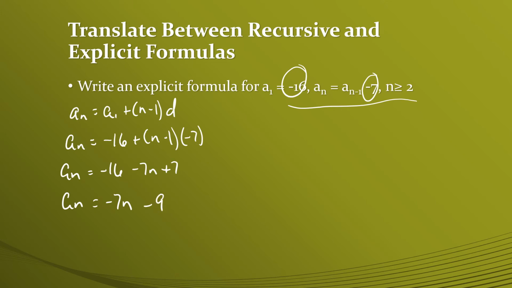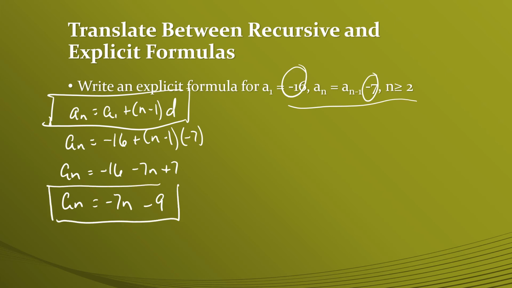So using this as our basis, finding the nth term of an arithmetic sequence, because obviously that's what we've got here is an arithmetic sequence, that leads us to this as our explicit formula.